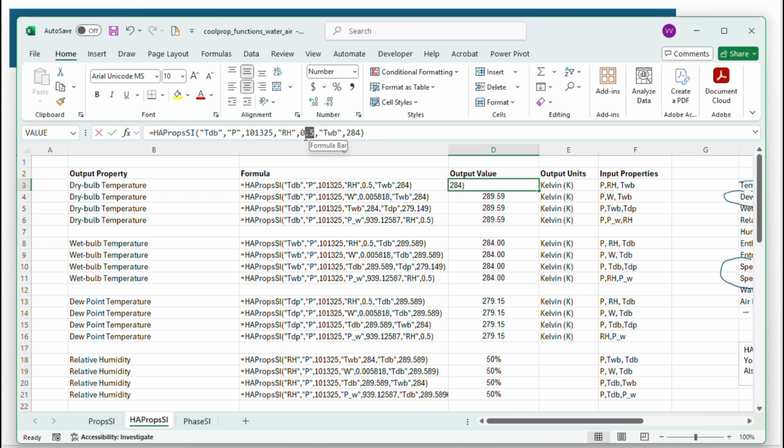I'll do something here. I'll try to put this as 1. And then we'll see what happens to the outlet value. What I'm expecting to see is at 100% humidity, wet bulb temperature and dry bulb temperature are the same. So I expect to see an output value which is exactly 284. Let's see. So that is correct. If you change the humidity to 100%, you're getting the same value of wet bulb and dry bulb.